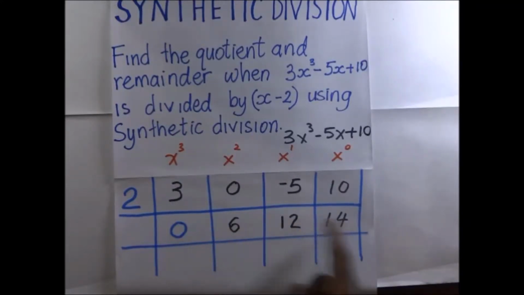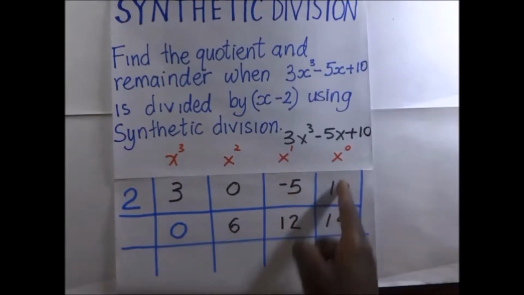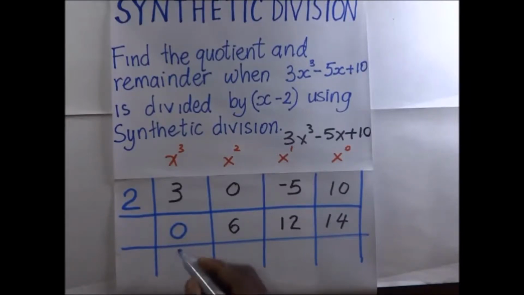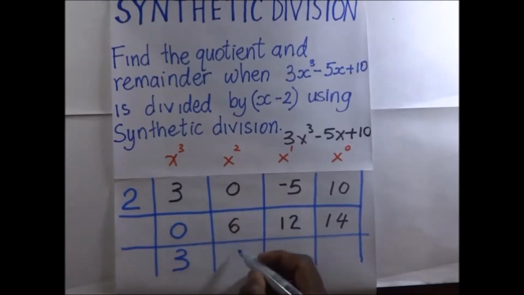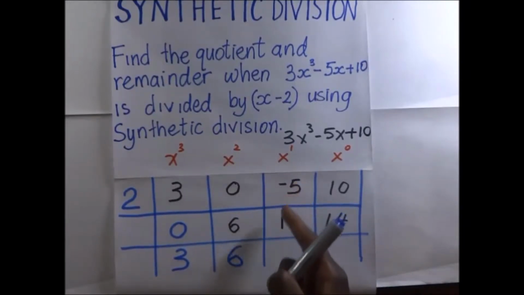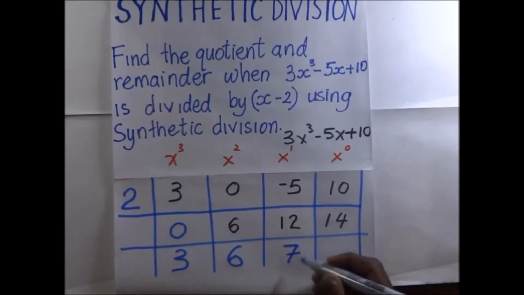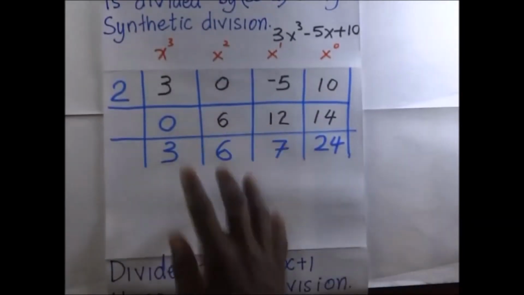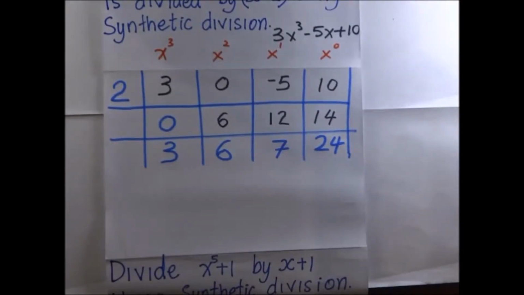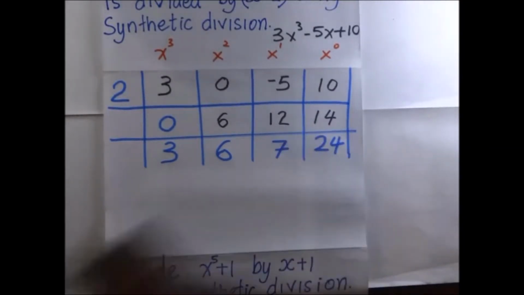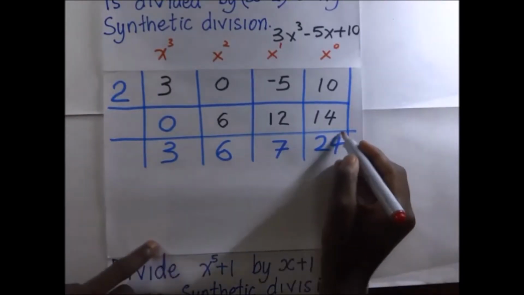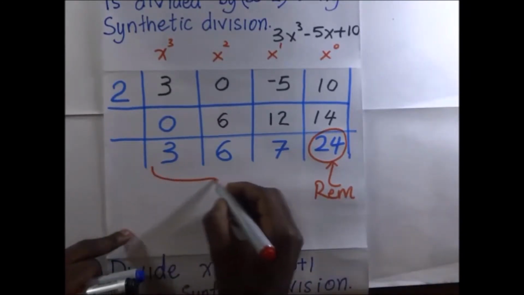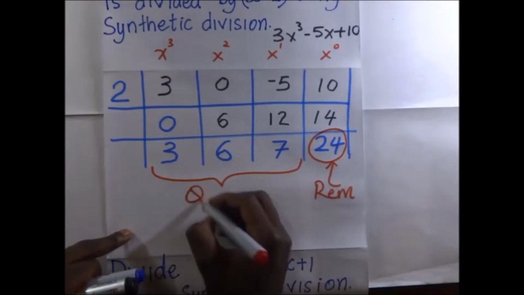So after filling in all these, then we simply add them to get new terms here. So when we add 3 plus 0, we get 3. 0 plus 6 is 6. Negative 5 plus 12, we get 7. And then 10 plus 14, we get 24. So now, after getting our figures like that, this last number here is what is going to give us the remainder of the number. This is the remainder. And then this gives us the quotient.